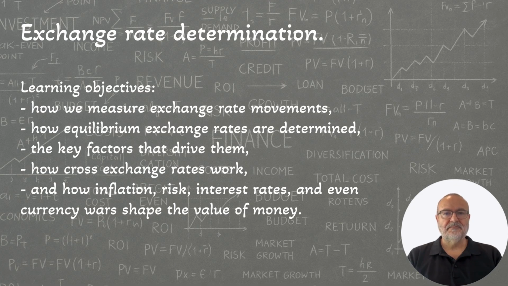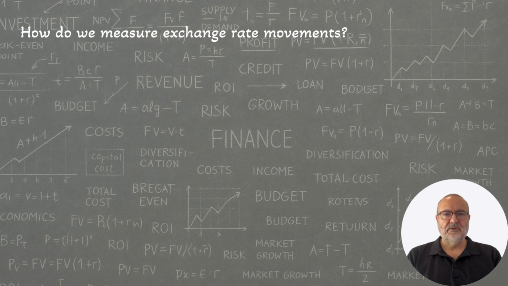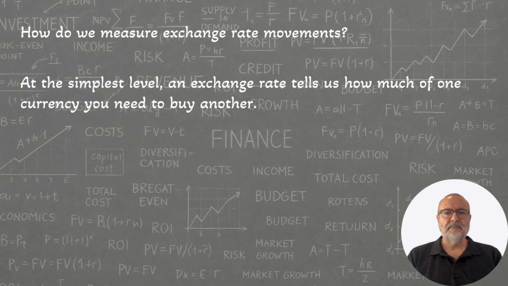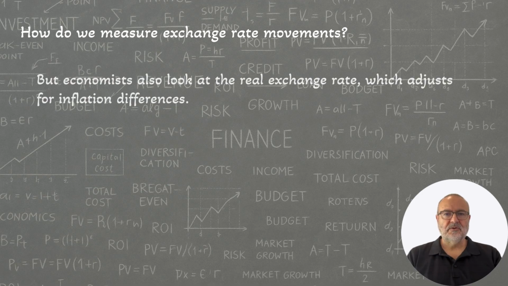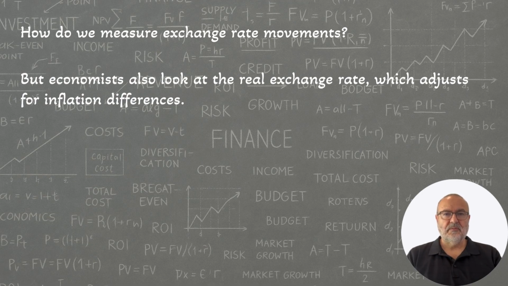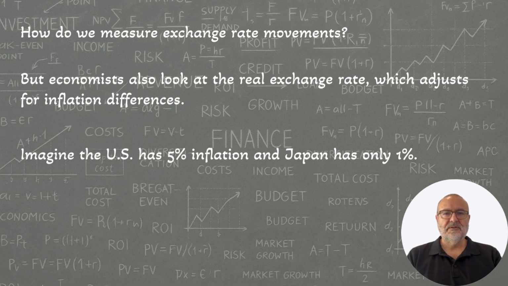Let's dive in. How do we measure exchange rate movements? At the simplest level, an exchange rate tells us how much of one currency you need to buy another. For example, if 1 US dollar equals 150 Japanese yen, that's the nominal exchange rate. But economists also look at the real exchange rate, which adjusts for inflation differences.